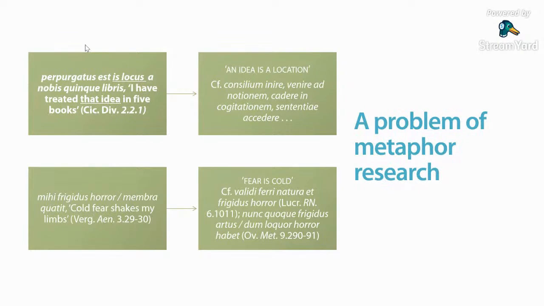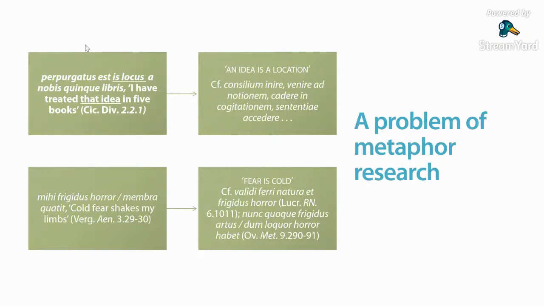Consider as another example that the Latin word locus, literally a place, can be used metaphorically in the sense of an idea. As for instance, in Cicero's per purgatus est is locus a nobis quinque libris. Obviously, he's not speaking literally about a place. He means I have treated that idea in 5 books. So the word has a markedly metaphorical sense.